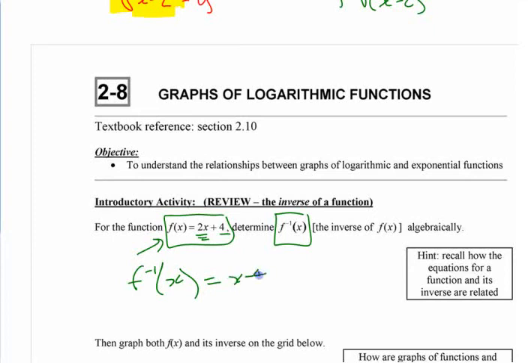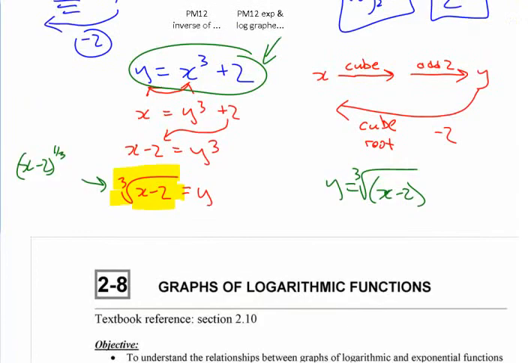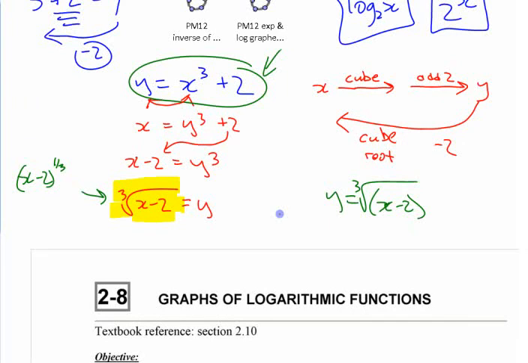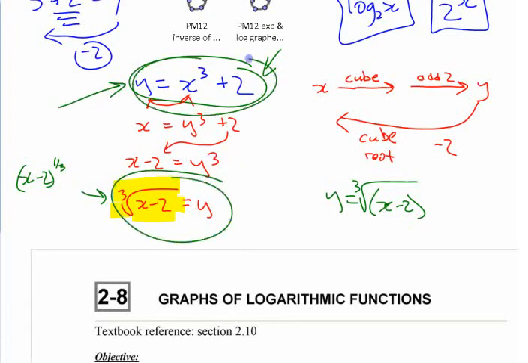X minus 4 and then divide by 2, right? That's what it is. If you graph both of those, you'll find out how they're related. Did you look in grade 11 at how the graphs are related for inverse functions, or did you focus on the algebra part? Because let's look at the graph of these two inverses here, this one and this one.